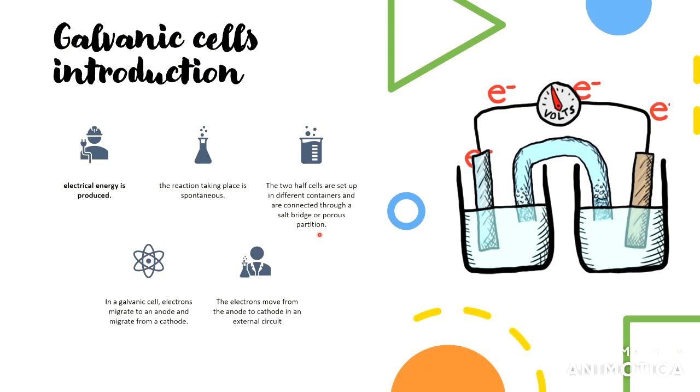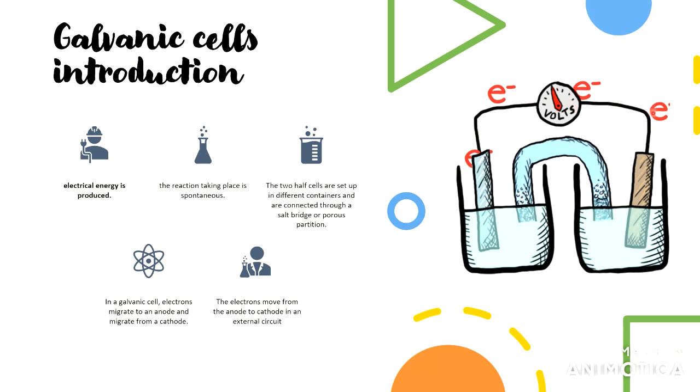The two half cells are set up in different containers and are connected by a salt bridge. So these are the two containers, and this is what we call a salt bridge. We will dive deep later on into what is in both the containers. In galvanic cells, electrons migrate to an anode and migrate from a cathode. So this is the migration of electrons.